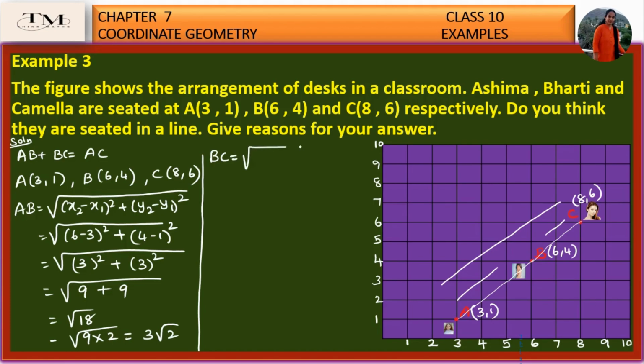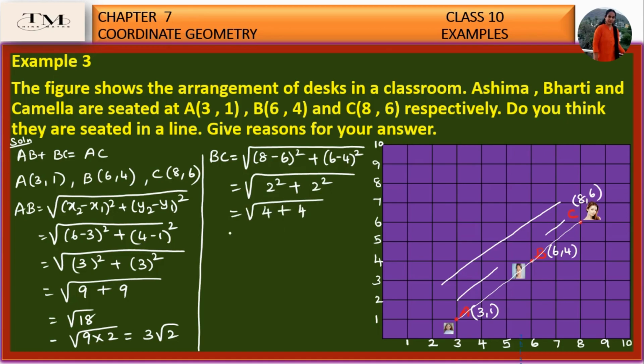So BC equals square root of (x2 minus x1) whole square plus (y2 minus y1) whole square. So this will be 8 minus 6 whole square plus 6 minus 4 whole square. So 8 minus 6 is 2, 2 square, plus 6 minus 4 is 2, 2 square. 2 square is 4, so root 8. Root 8 can be written as 4 into 2. So it is nothing but 2 root 2. Okay children.